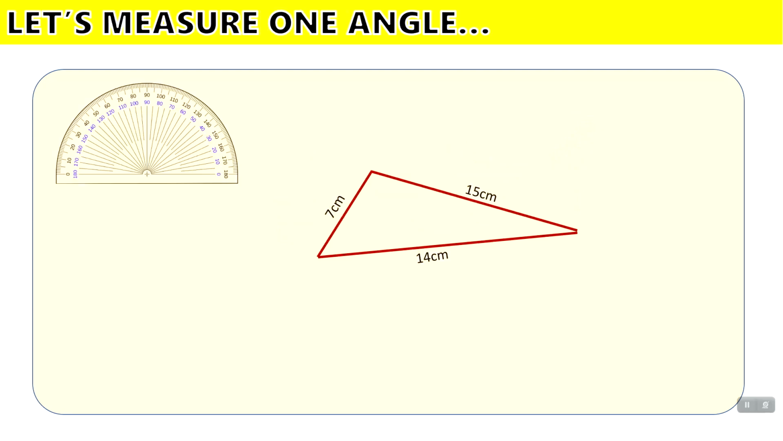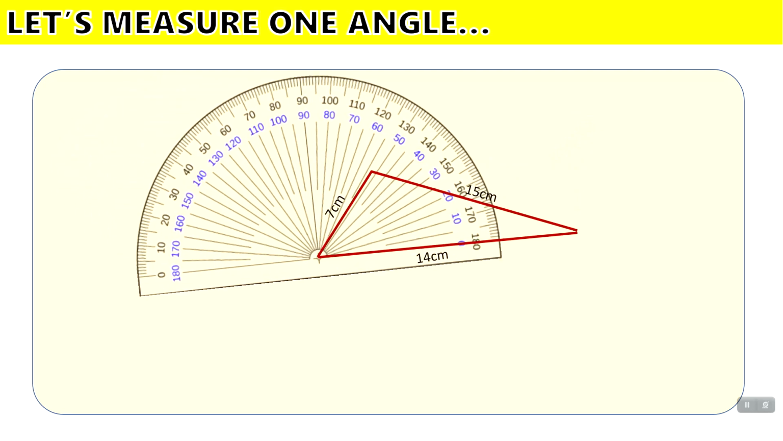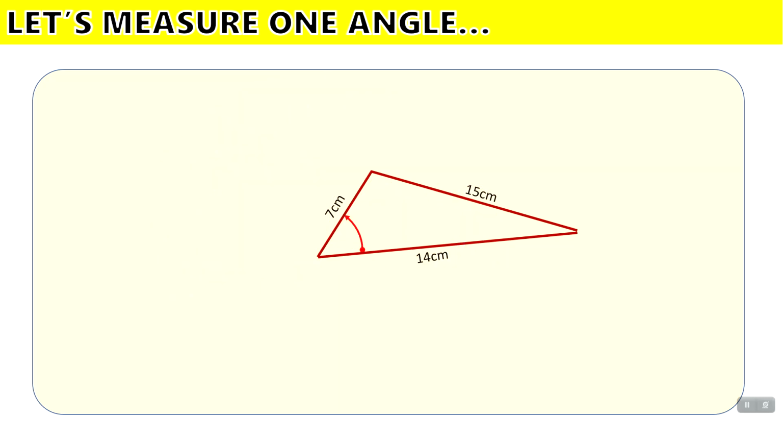Now let's measure the angles. If we line up the protractor on the first angle, we locate the 0, we extend the line just to be sure, and we go all the way around. We can see that it's greater than 50 degrees, but almost 55 degrees. If we look carefully, we can see that it is 53 degrees.